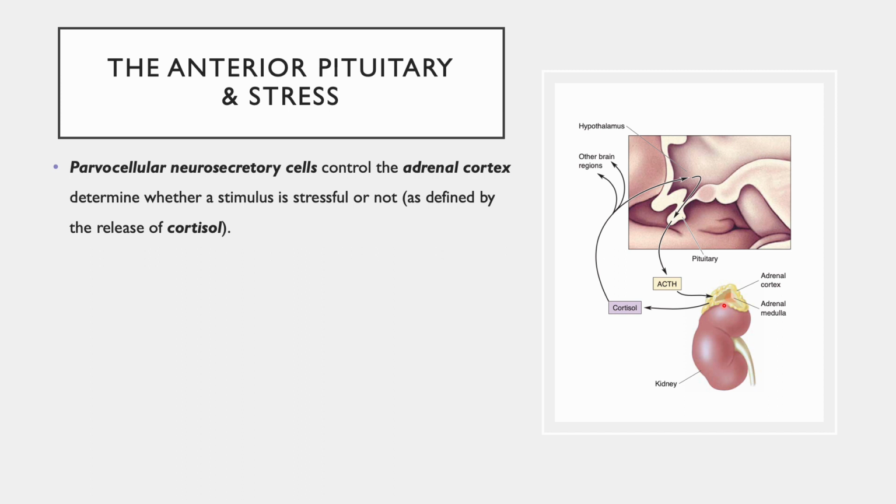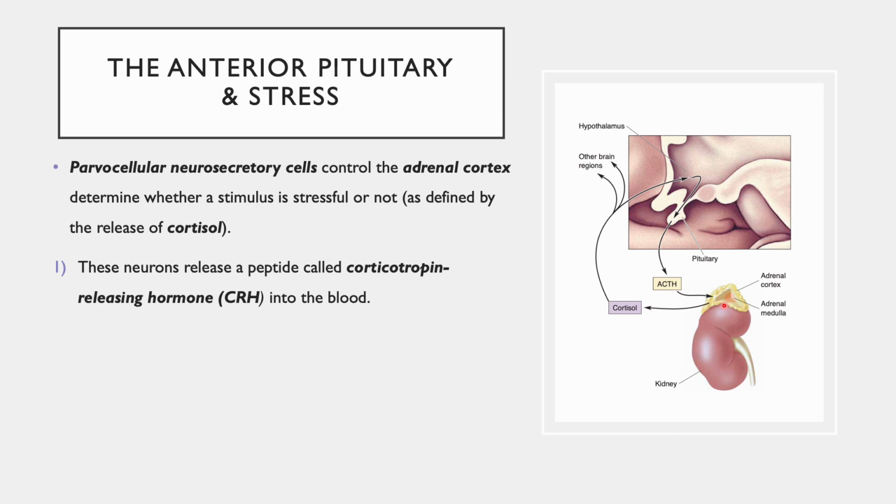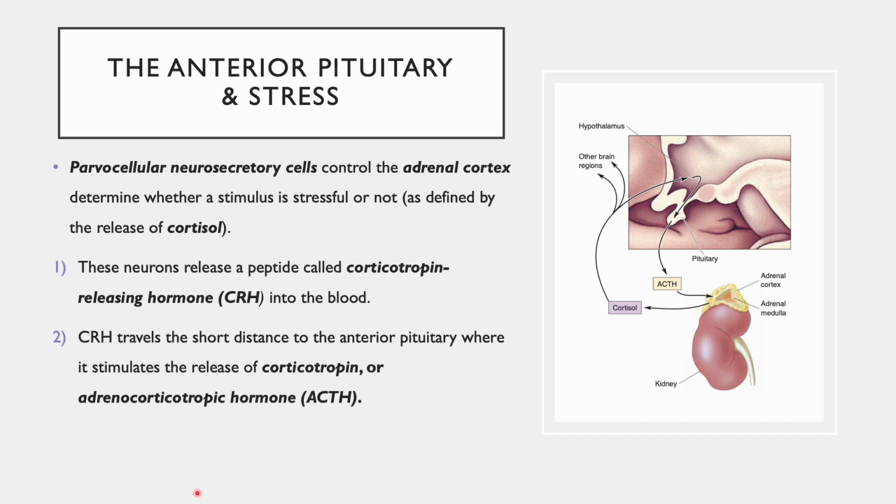And so essentially, these cells in the hypothalamus are activated during the stress response. If we are experiencing a stressful situation, the body is going to respond by producing this stress hormone called cortisol. Now, these neurons release a peptide that's known as corticotropin releasing hormone, or CRH, into the blood. So when our sympathetic nervous system is activated, the parvocellular neurosecretory cells in the hypothalamus specifically are going to induce this release of corticotropin releasing hormone into the blood.